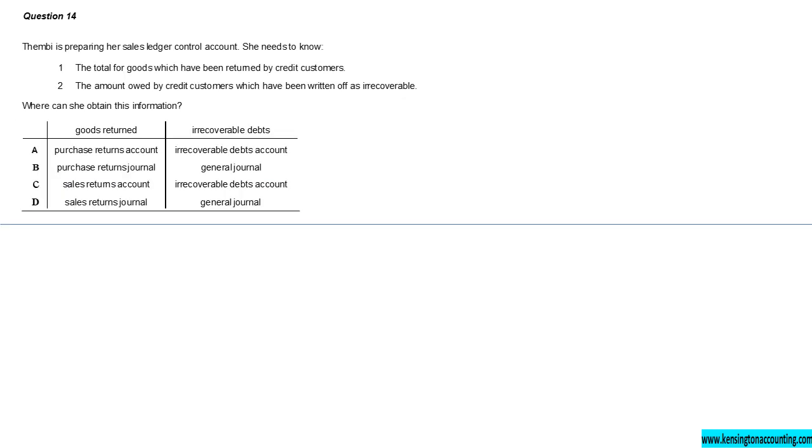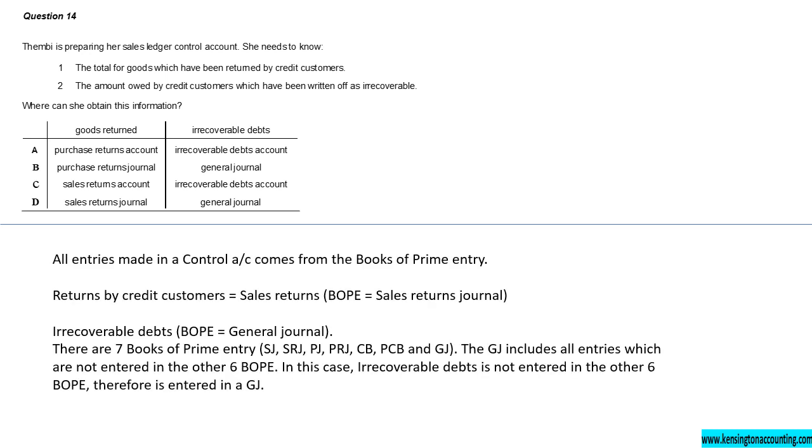Question 14 is about books of prime entry. We have two items. The first item is about returns by credit customers. So we see we're talking about sales return, and the book of prime entry for sales returns is a sales returns journal. Item number 2, irrecoverable debts. Now it's very straightforward. The book of prime entry for irrecoverable debts is general journal.